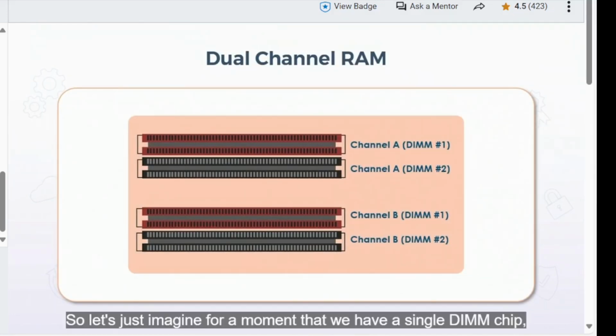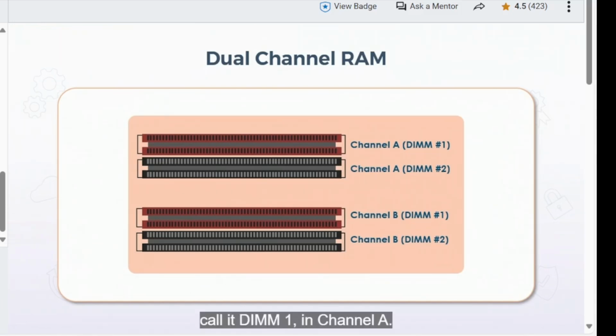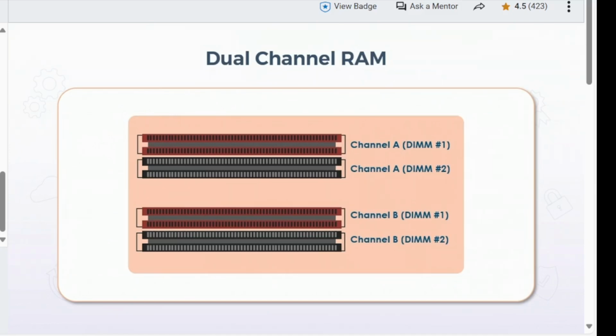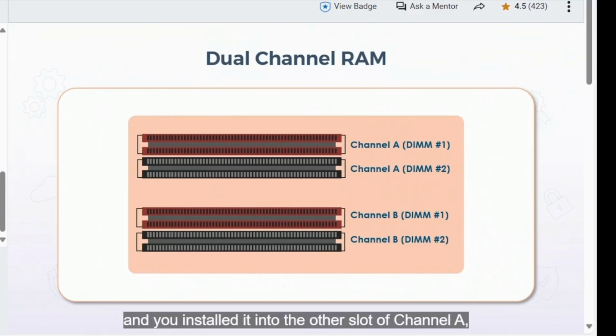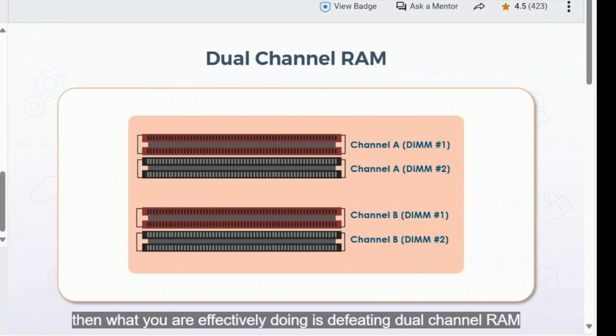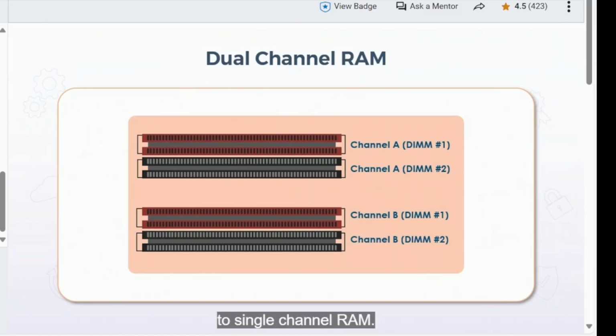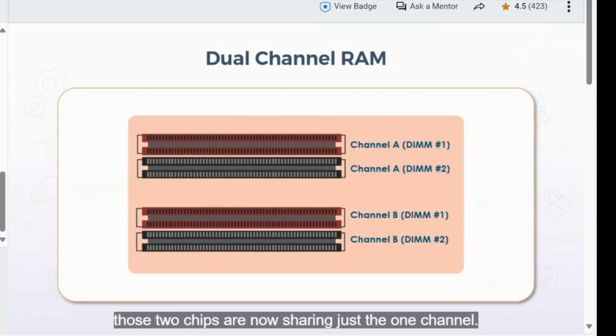So let's just imagine for a moment that we have a single DIMM chip, call it DIMM 1, in channel A. That configuration all by itself would work just fine. But as it is, you would only be operating over a single channel. So then if you purchase a second physical chip, call it DIMM 2, and you installed it into the other slot of channel A, then what you are effectively doing is defeating dual channel RAM because you've got both chips in the same channel. So you're effectively downgrading your system, if you will, to single channel RAM. Now, while that would work, those two chips are now sharing just the one channel.